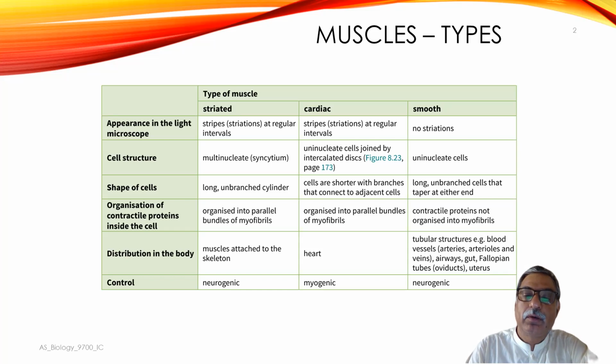Contractile proteins are also not organized into myofibrils, and these muscles are normally found in tubular structures like arteries, veins, arterioles, trachea, bronchi, esophagus, stomach, small intestine, large intestine, fallopian tube, or uterus. And like skeletal muscles, these are also neurogenic, meaning they need nervous instructions to start contracting.